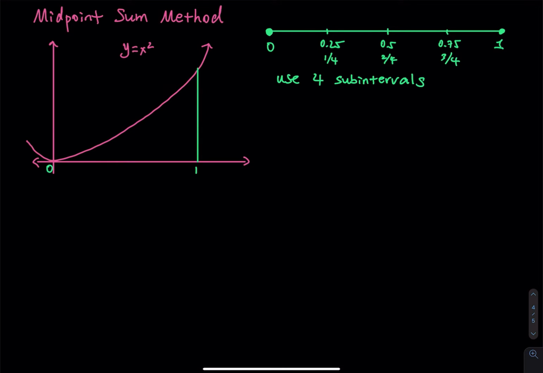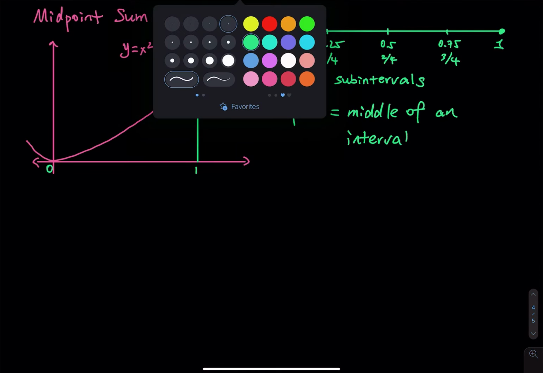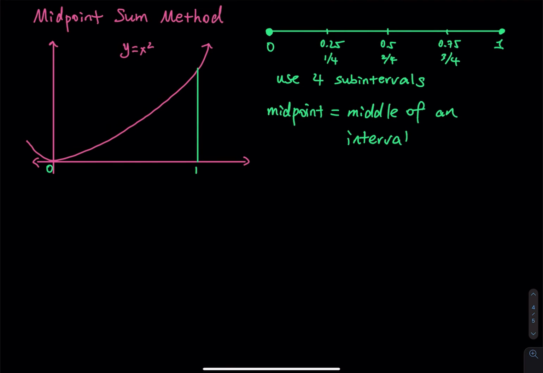Since you are using midpoint, what is midpoint? Midpoint is the middle of an interval. So let's use a different color for that. That means between 0 and 0.25, where is the midpoint? We use 0 plus 0.25 divided by 2, that is 0.125. Which is right here, 0.125.